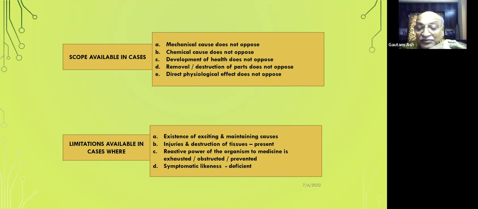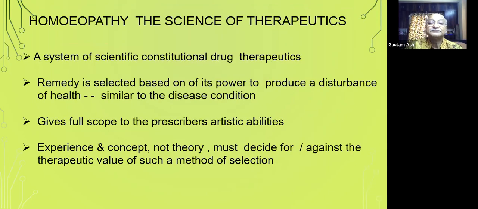Then reactive power of the organism to medicine is exhausted, obstructed, prevented. Then symptomatic likeness deficit, only 1 or 2 symptoms. We can't help. We can't get the detail about the history. Based on this area, I am going to give you the examples of when to treat the psoric case. If we don't treat it in the psoric state, it will go to the psychotic stage. If we don't take care of the psychotic stage with antipsychotic remedy, it will go to the syphilitic or pseudopsoric state. We'll discuss at last. Let me finish the remaining part.